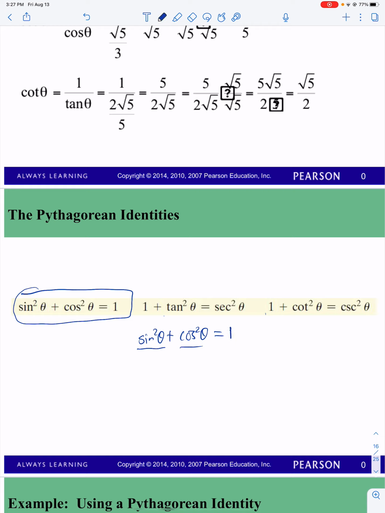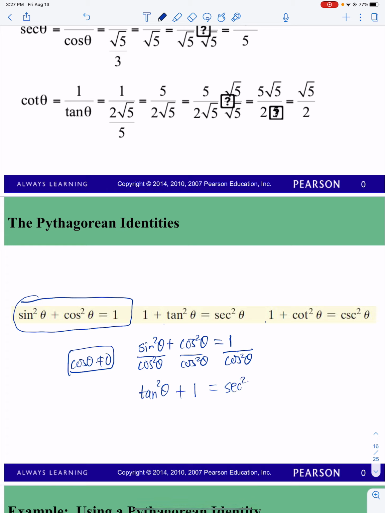If you divide by cosine square first everywhere, what do we have? If cosine theta is not equal to 0, assume. Sine over cosine is tangent. Cosine over cosine is 1. What will be 1 over cosine? That's the identity, secant. So this is this formula. So there are 3 identities, and this one comes from dividing by cosine square.